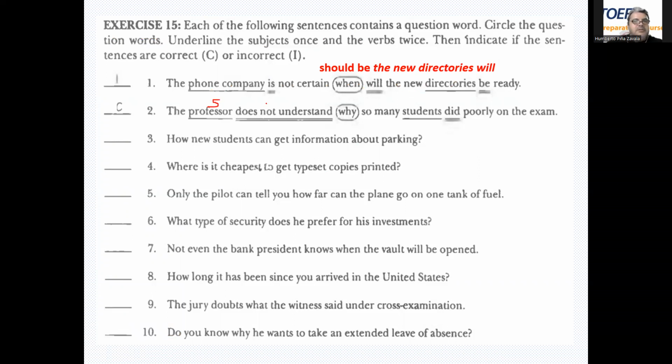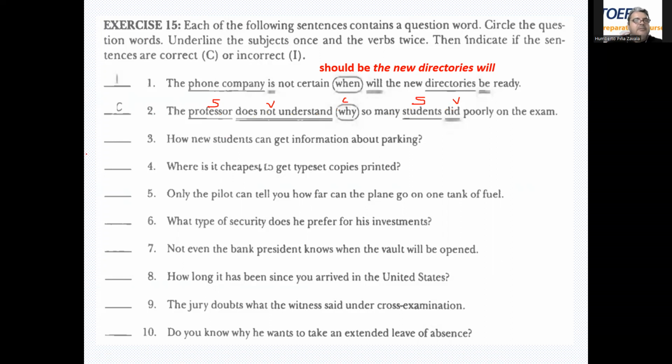The professor does not understand why so many students did poorly in the exam, right? This is correct. Subject, verb, connector, subject, verb. Okay, so now it's time for you to pause the video and try to answer this exercise. When you finish, come back and look at the answers. Okay, pause now, and I'll be here when you come back.